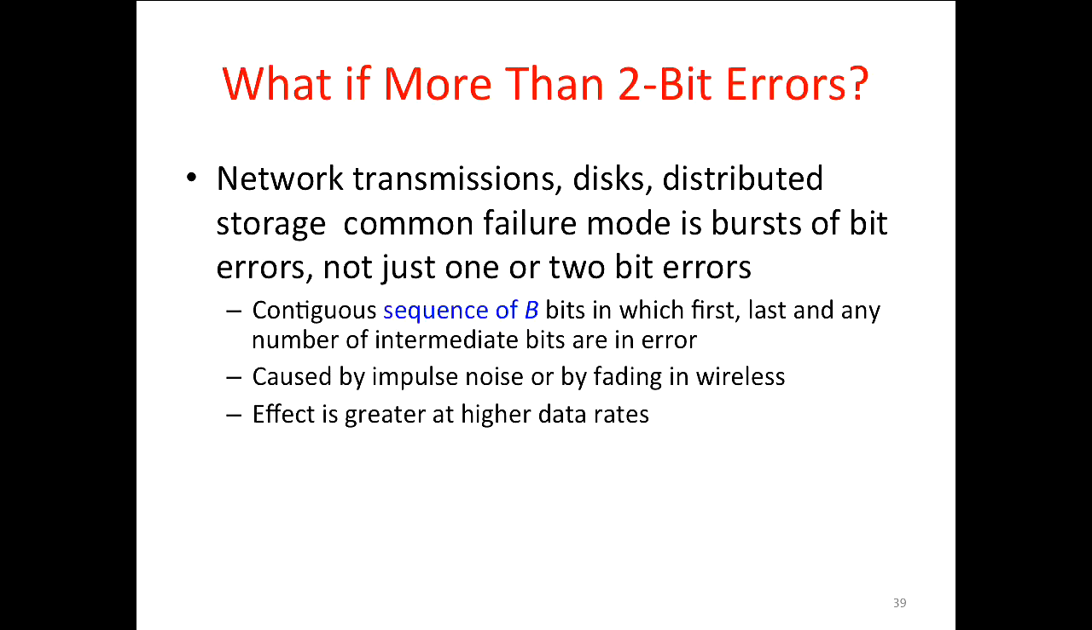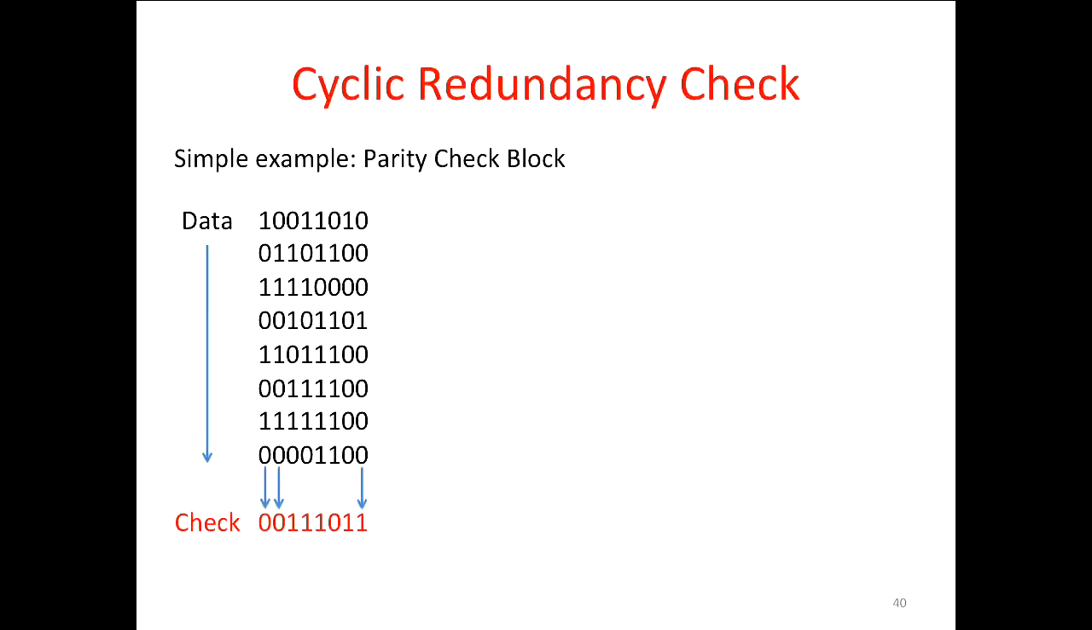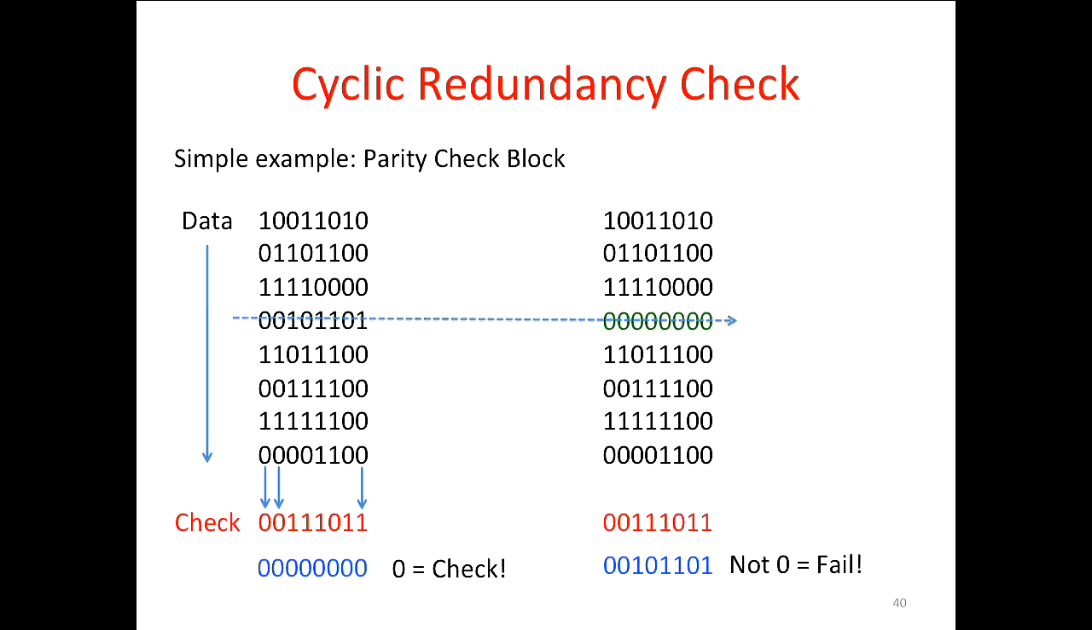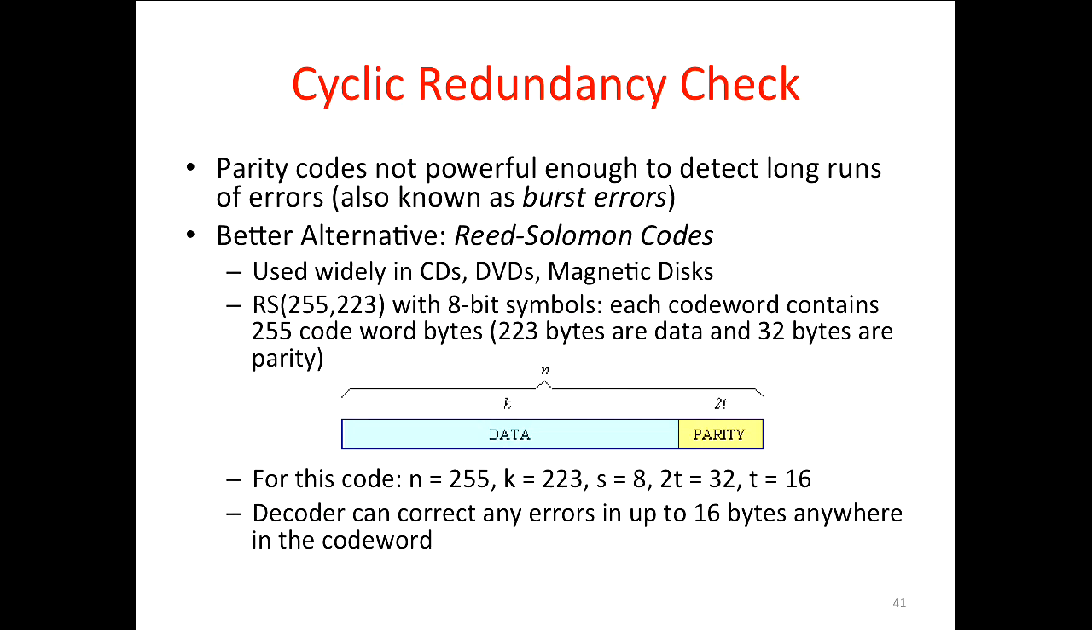And so one way of thinking about this is, instead of having parity on every bit in a word, I will take a chunk of data like this and calculate parity down the whole string of columns here. It turns out parity is not strong enough to find a lot of errors. And so people use stronger codes. One example is Reed-Solomon. This is the one that's used in the CDs, DVDs, magnetic disks.